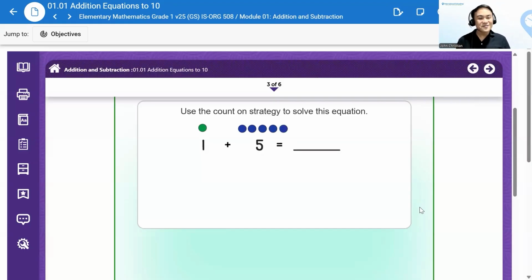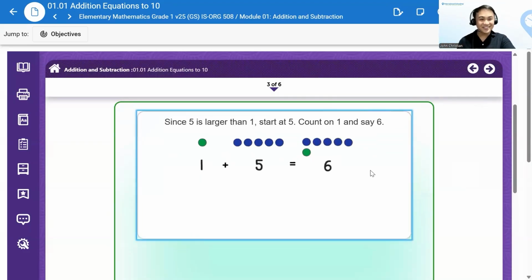Where should we start? Very good. We should start from number 5, and then we're going to add 1. 5, 6. So the answer is... good job. The answer is 6.